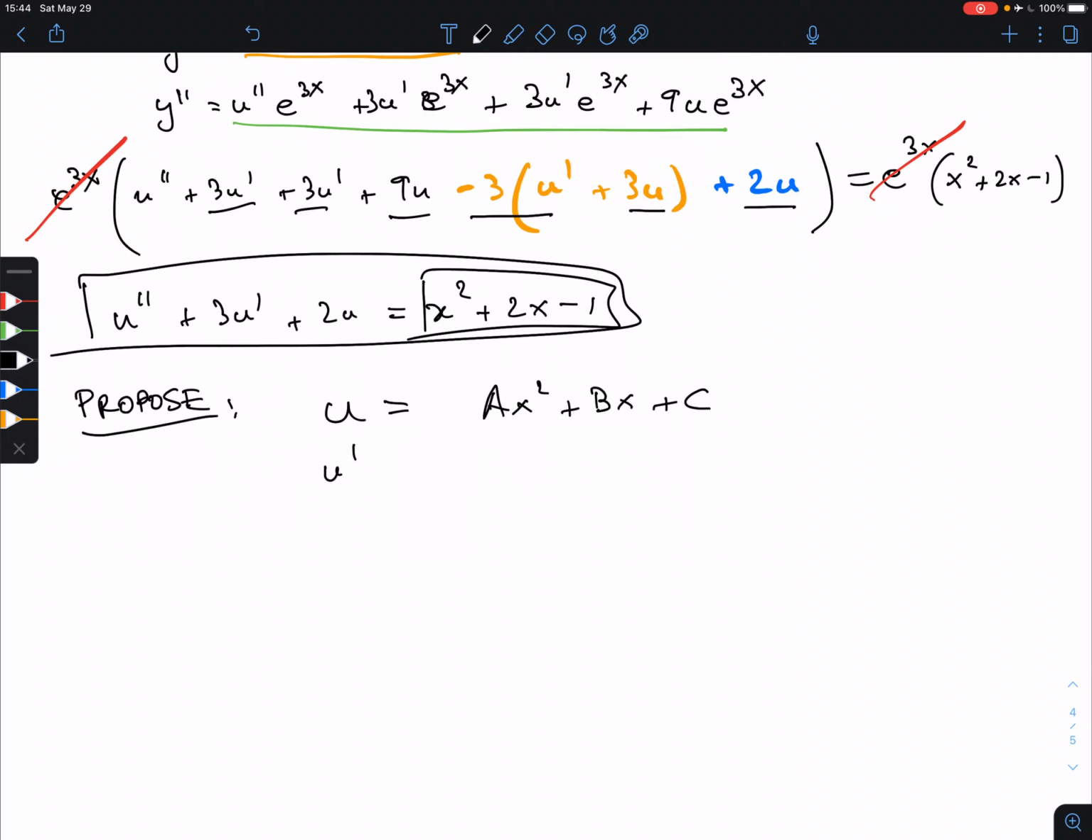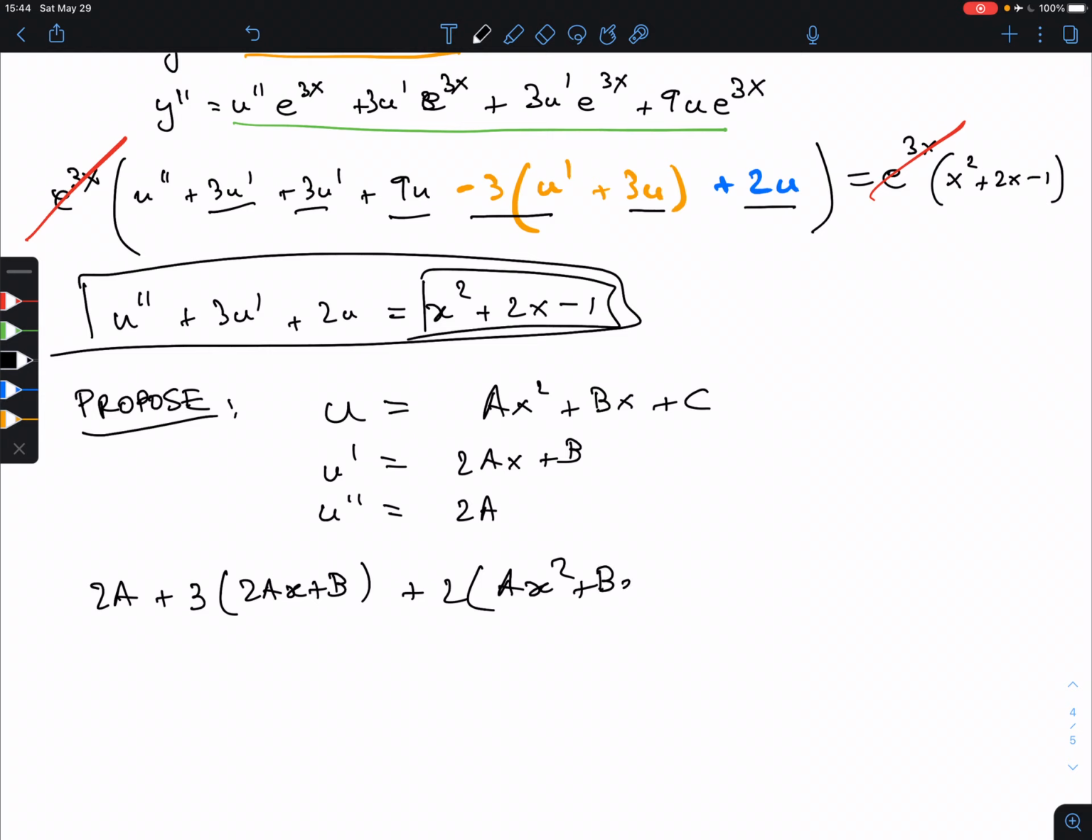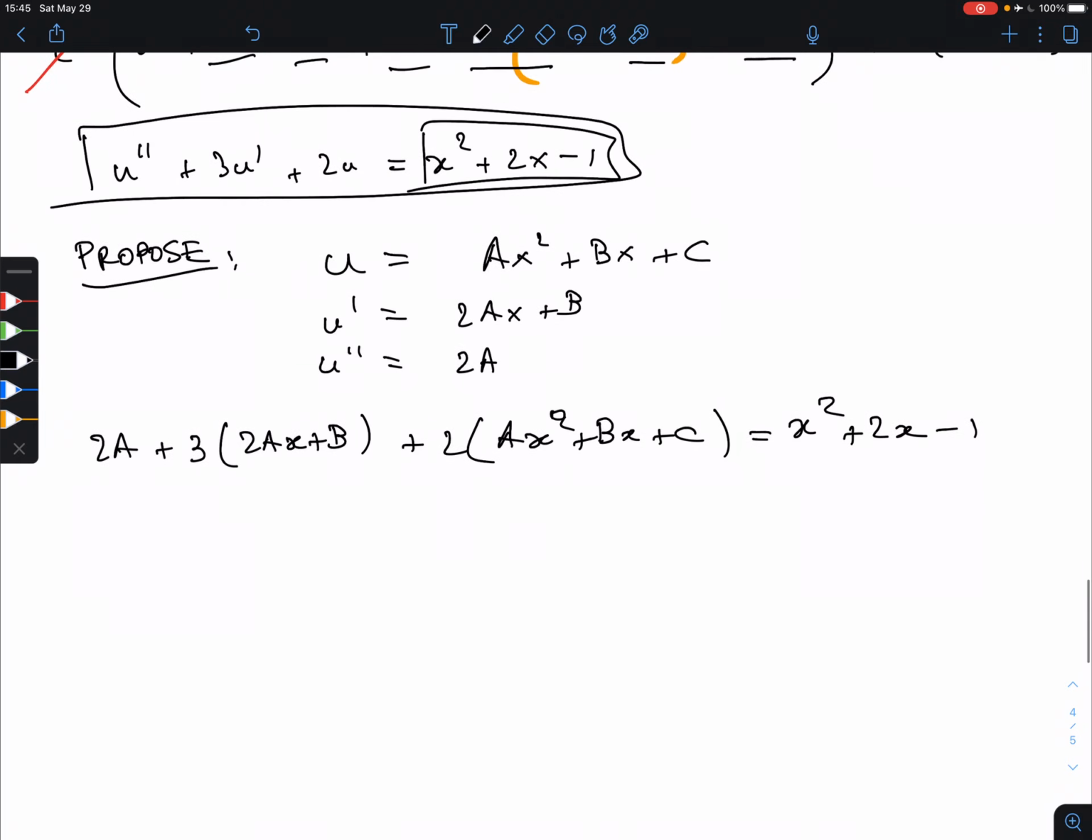Let's do it quickly. U prime, that is 2ax plus b. U double prime is 2a. We plug this all in: 2a plus 3 times (2ax plus b) plus 2 times (ax squared plus bx plus c) equals, and then we have the right hand side x squared plus 2x minus 1. And we know now two polynomials of the same degree, right? Both are of degree 2, and we have to compare coefficients.